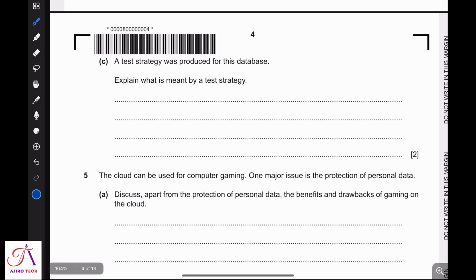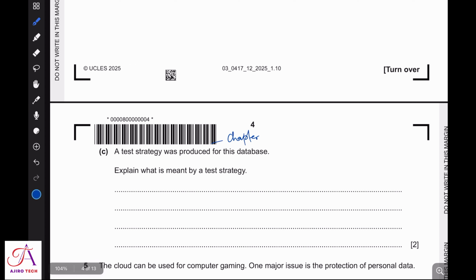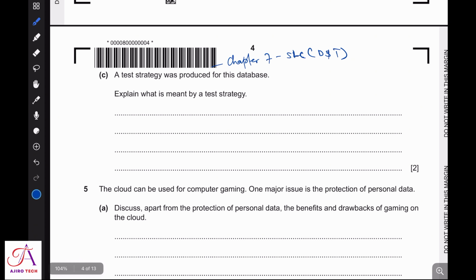A test strategy was produced for this database. Explain what is meant by test strategy. So this is chapter 7 again, still design. Chapter 7, system lifecycle, D and T. So let's explain what is meant by test strategies.